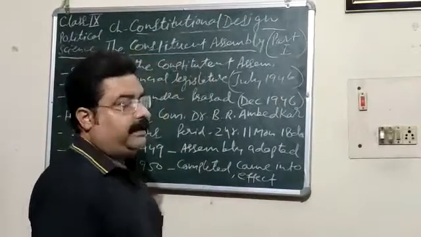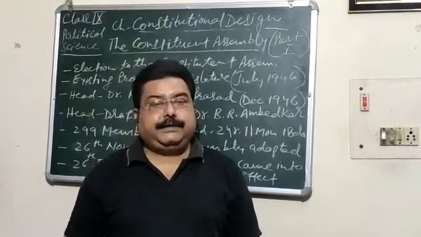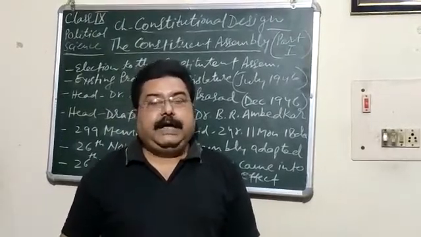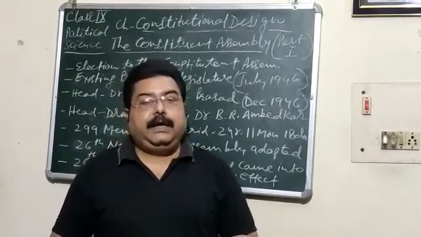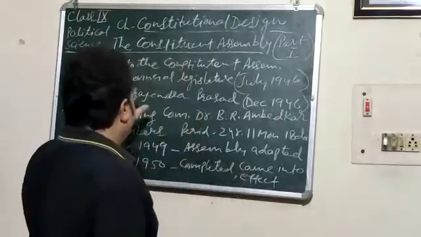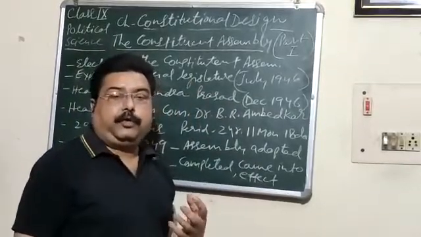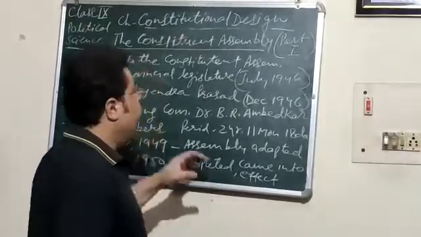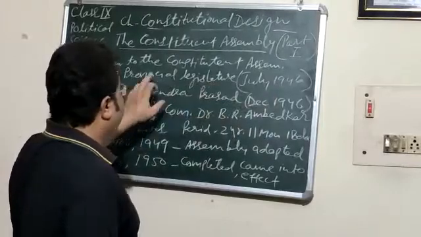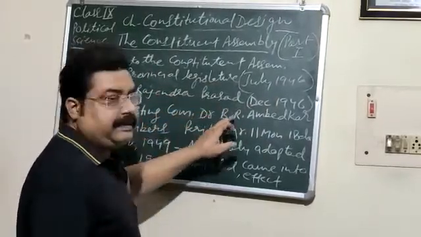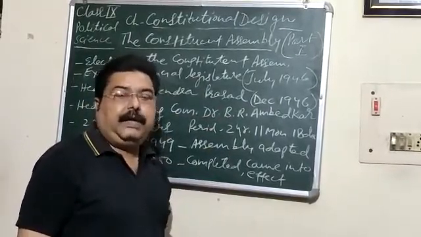The Constituent Assembly. The Constituent Assembly was a very, very important organization which formed the Constitution of India, and the members of the Constituent Assembly were not directly elected by the people of India, but they were elected by the existing provincial legislatures. So there was no direct vote followed to choose the members of the Constituent Assembly. Its elections were conducted in July 1946, and Dr. Rajendra Prasad was chosen as the head, and he remained the chairperson of the Constituent Assembly till the end of the formation of the Constitution.